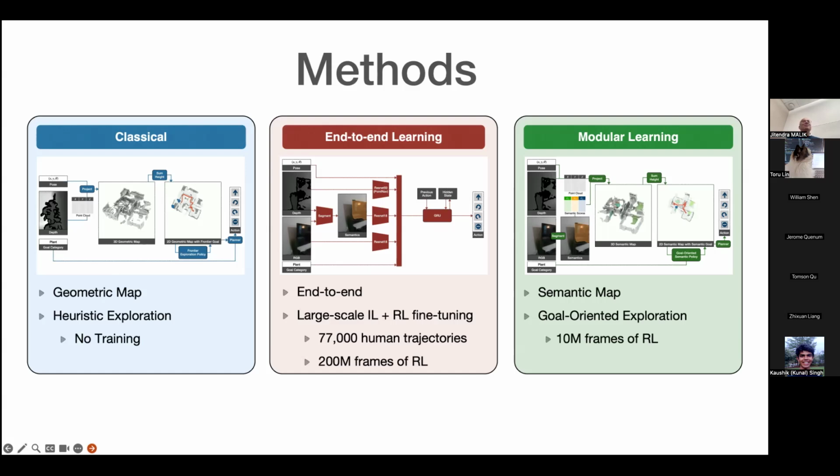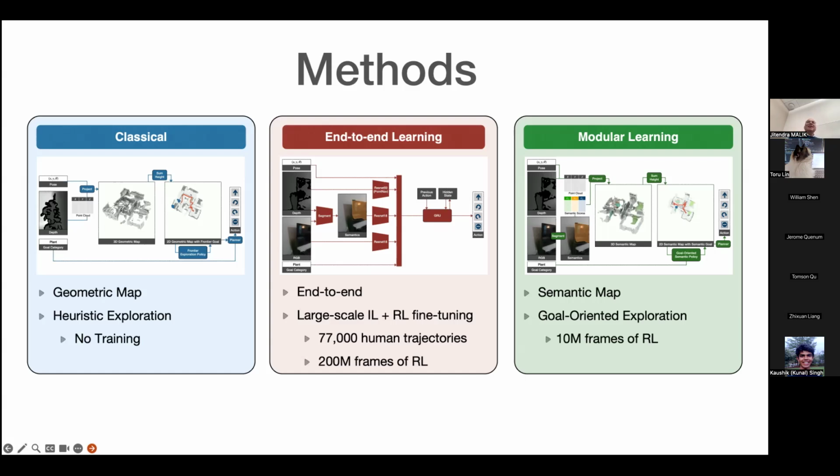Okay, one vote for that. How many people think that end-to-end learning will turn out to be the best? Okay, two. How many people think that the modular approach will turn out to be the best? Okay, so we got the majority vote here. In this case, the majority is right. The modular approach turns out to be the best.